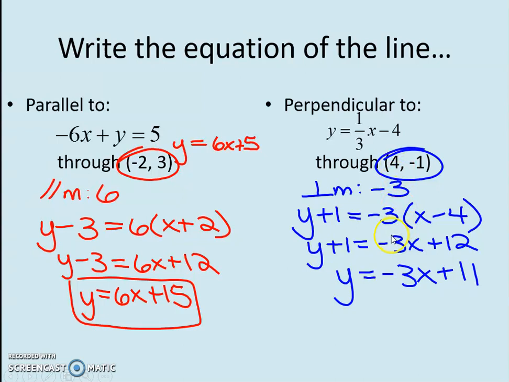And then you're going to put m as negative 3, and use point slope form, x1, y1. So x minus 4, and then y1 is negative 1. But here you have minus negative 1, so that becomes a plus. So be careful with that. After you put it into point slope form, you do the distributive property, negative 3x plus 12, subtract 1, that's how you get 11. So negative 3x plus 11.